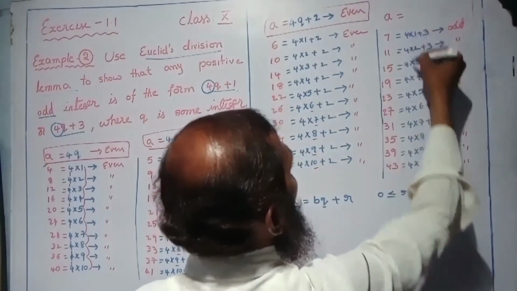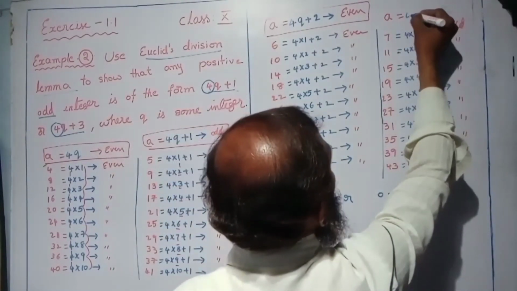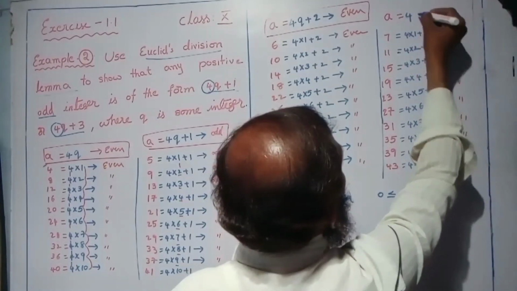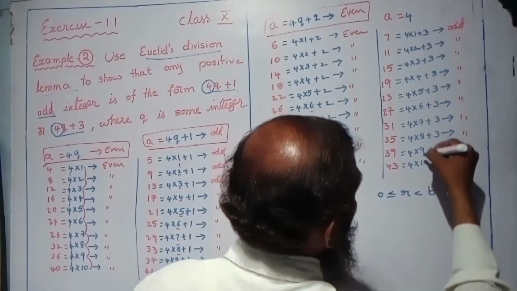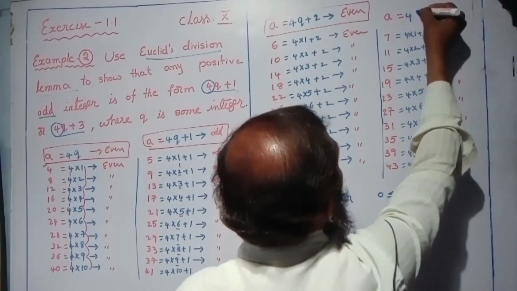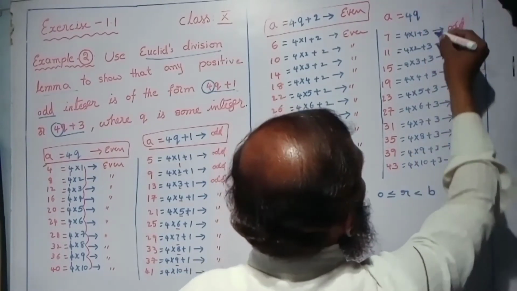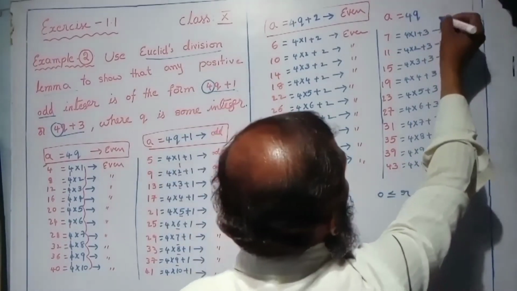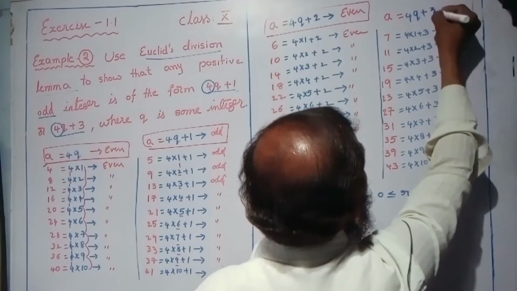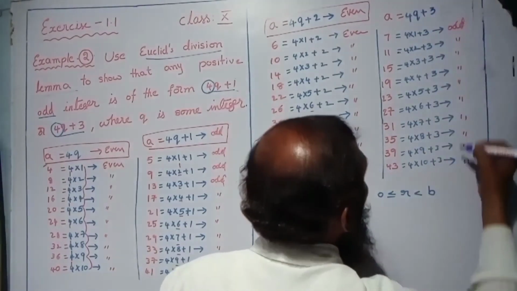So here 4, 4, 4, 4 is there. So constant number 4, so take 4. And 1, 2, 3, 4, 5, 6, 7, 8, 9, 10. So these are all integers. Which type of integer? Positive integer. That's why in this place I am going to take Q. So taking Q. And then which is constant? 3 is a constant value. So take 3.